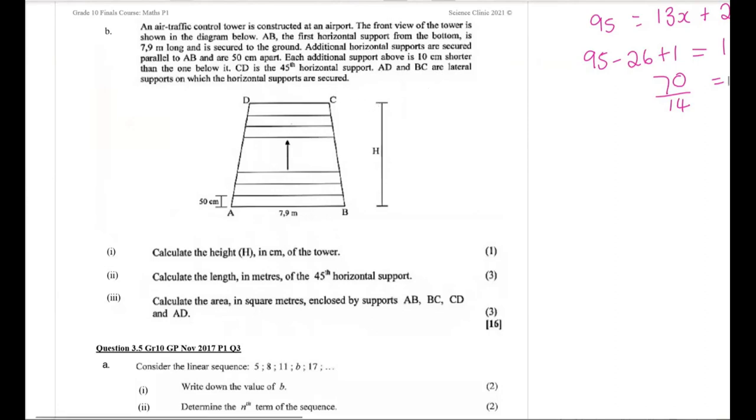Right, a lot of information, right? Let's unpack this information. So what is the example talking about? We have got lines that are parallel to each other. But as we go on, we are noticing that each support is 10 centimeters shorter as we go up, right? So the question is, calculate the height h of the tower. What do you think is happening to h?